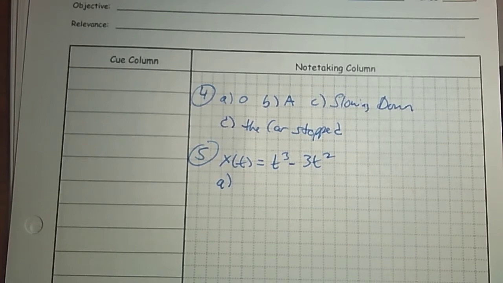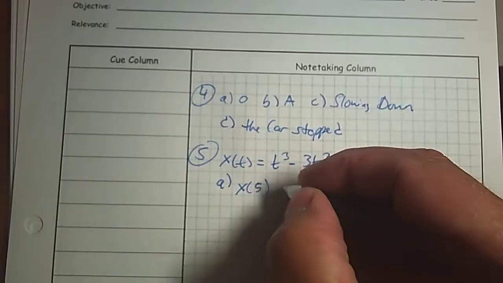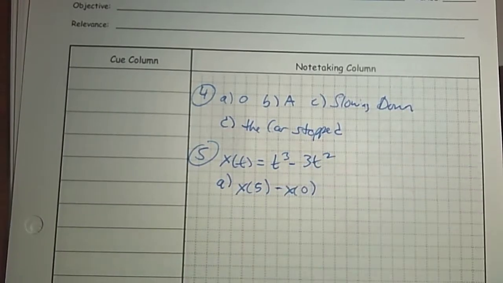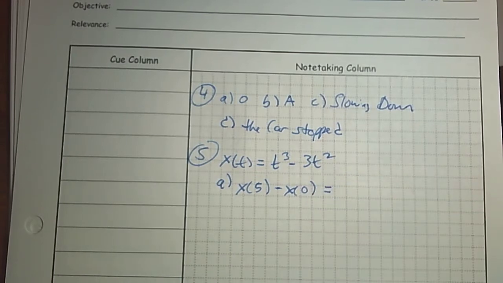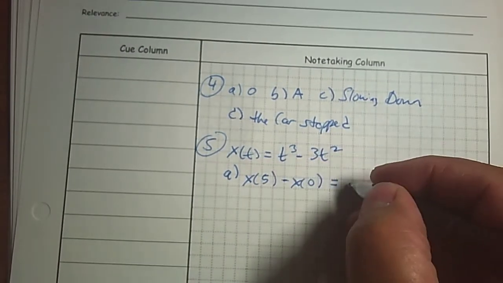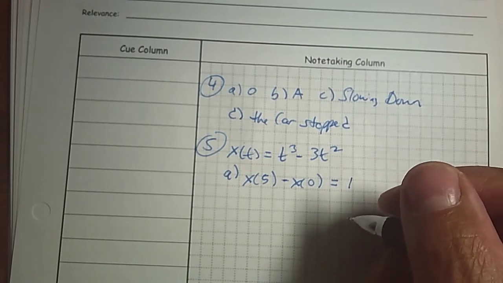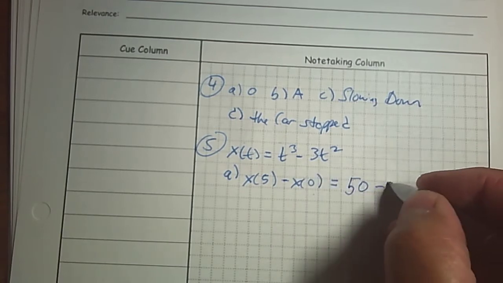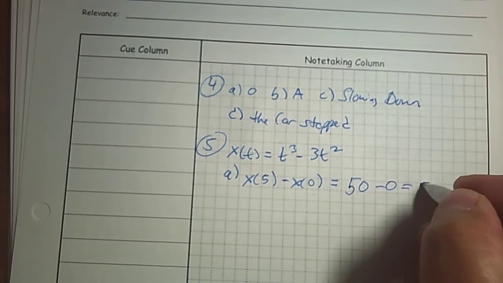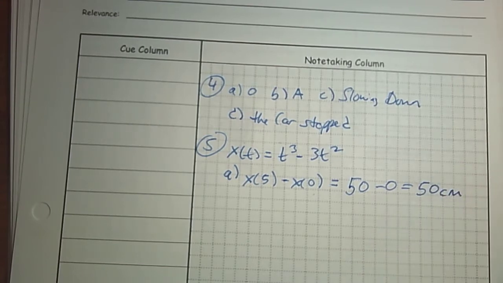So find the particle's displacement between 0 and 5. So displacement means what position was it at the end, what position was it at the beginning of that interval, and just subtract the two positions. So in this case, plug 5 in, and you would get the answer 50. Plug 0 in, and you get 0. So when you do that, the displacement would be in centimeters. Make sure the unit's there.